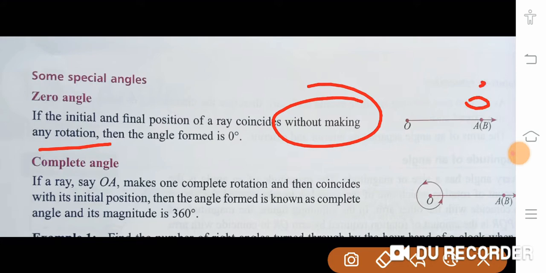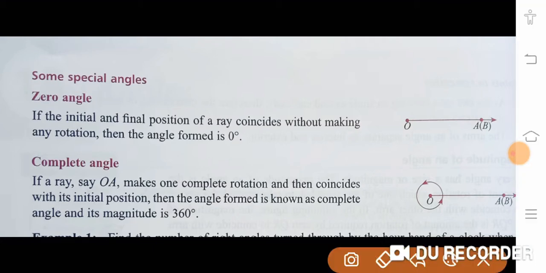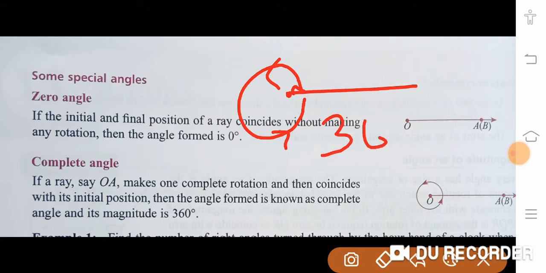Next one is the complete angle. Complete angle means it is just like the reflex angle. At a given point, how much angle will be there? 360 degree. If a ray, say OA, makes one complete rotation and then coincides with its initial position, then the angle formed is known as complete angle and its magnitude is 360 degree.